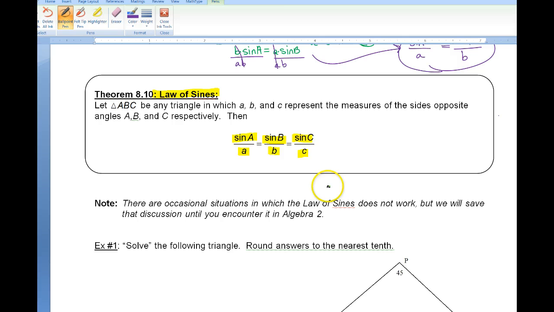Okay, just a quick note, occasionally there are situations in which the law of sines does not work, but we will save that discussion until you encounter it in Algebra 2.